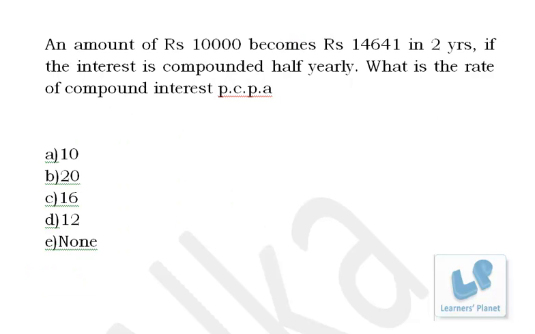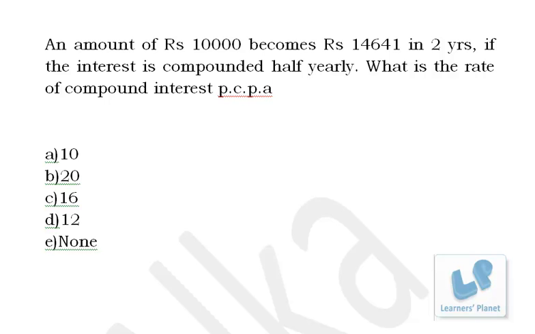Now let's see this problem. An amount of rupees 10,000 becomes 14641 in 2 years. If the interest is compounded half yearly, what is the compound interest per annum? Now that's a pretty simple question. You don't need even paper and pen. First of all, you should be able to recall that 14641 is 11 raised to 4, right? Now 10,000 is becoming 14641 in 2 years and the interest is compounded half yearly, right? Now you can easily relate that the rate of interest for half year must be 10%, right?